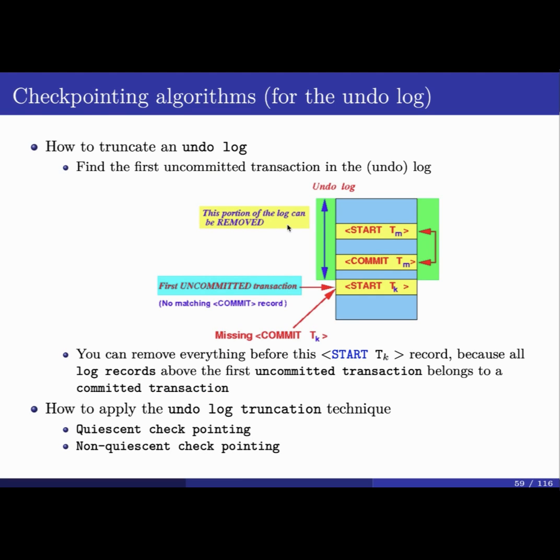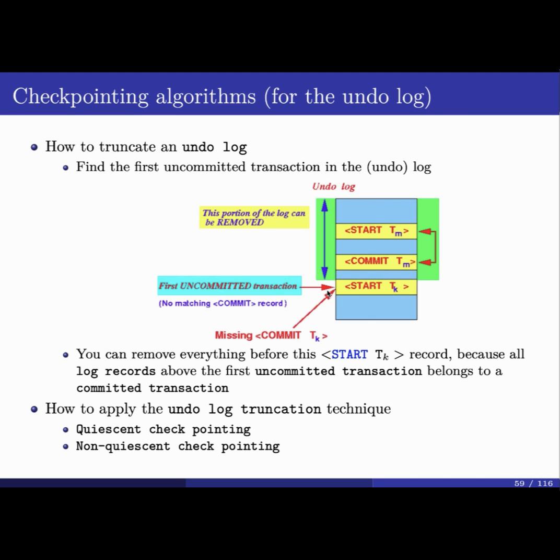So how can you truncate this? The simple thing, I need to find the first uncommitted transaction in the undo file. We start from the beginning here. This is the undo log file. You start from the beginning. For example, I have a TM, and this is a committed TM. Then after that, I found TK, for example. I have another transaction. Did I find any commit for this transaction? No. So I will find the first uncommitted transaction from the undo log from the beginning.